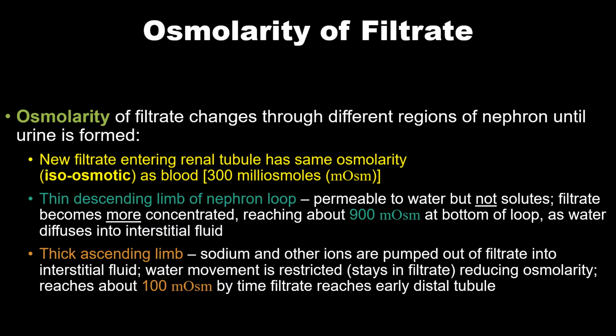And the exact concentration actually depends on the length of the nephron loop. A longer loop contains more concentrated filtrate at the bottom. So those juxtamedullary nephrons are going to concentrate the fluid more than the cortical nephrons.